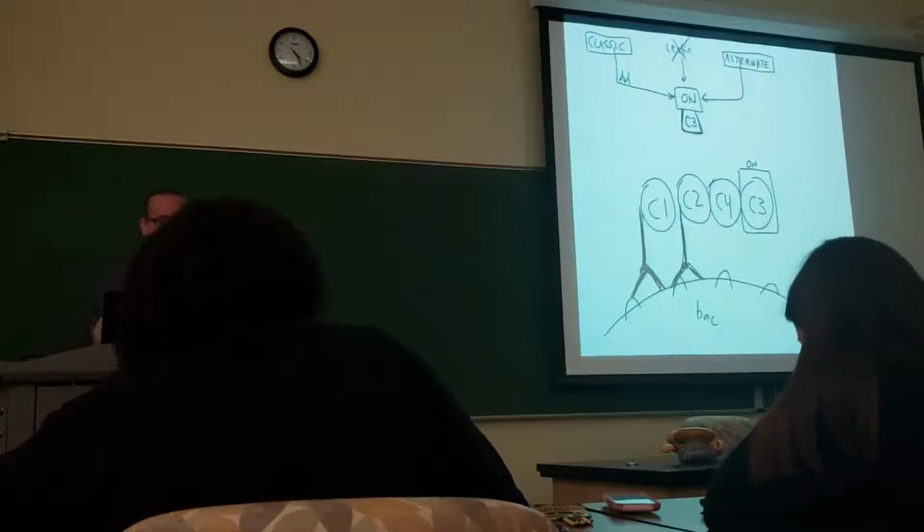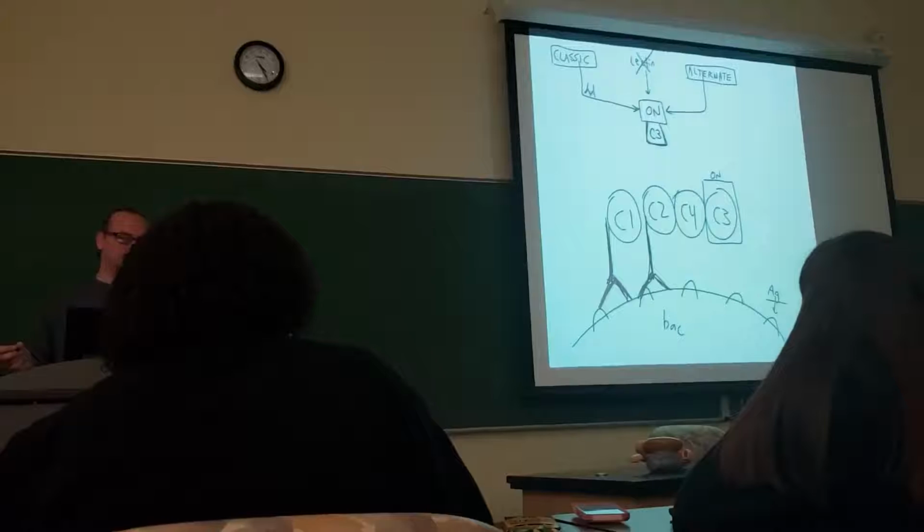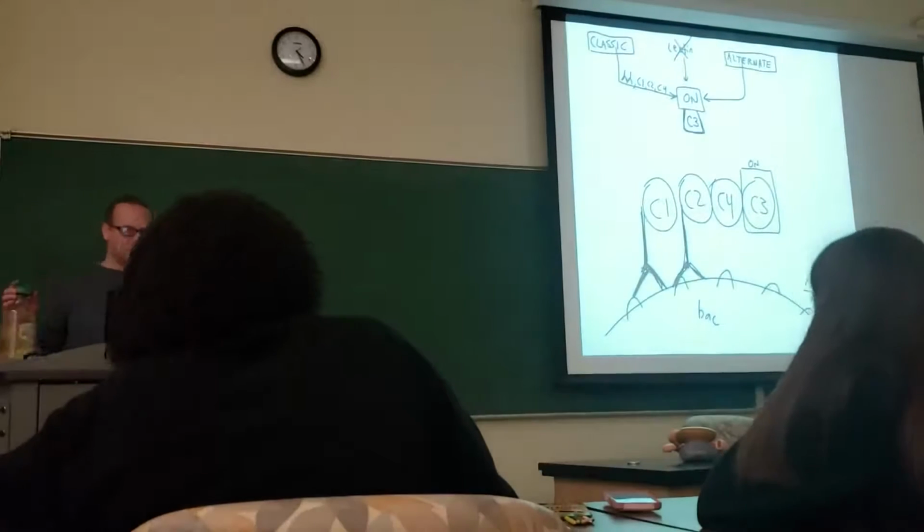So I'm going to put that right here. On is C3. From there, I can go 3 different directions. The way I would write it on my little notes up here, classic style involves antibody, C1, C2, C4, turn on C3. That's classic style. Must have all of those parts.